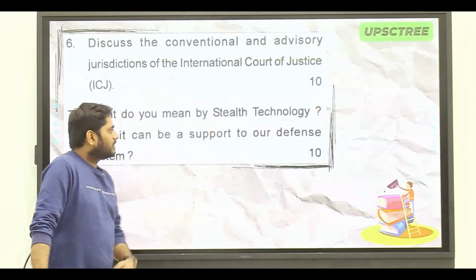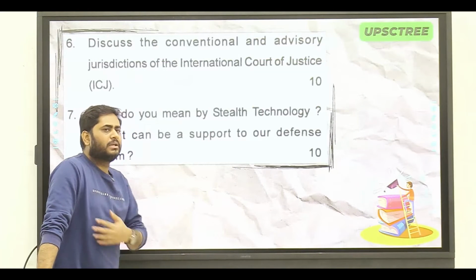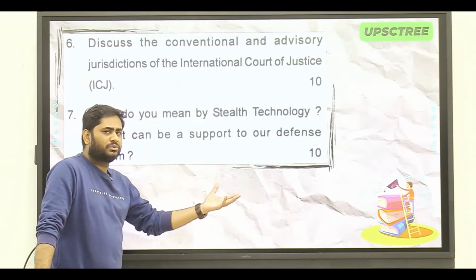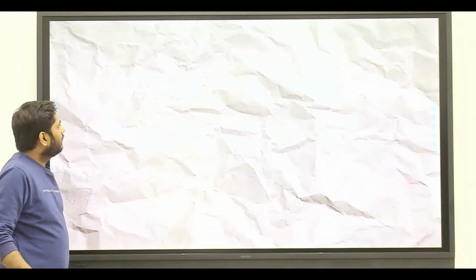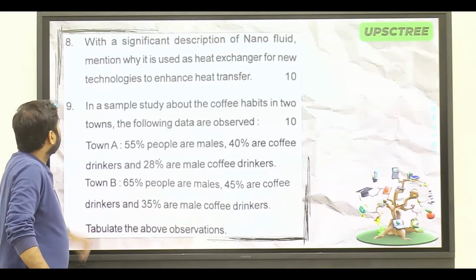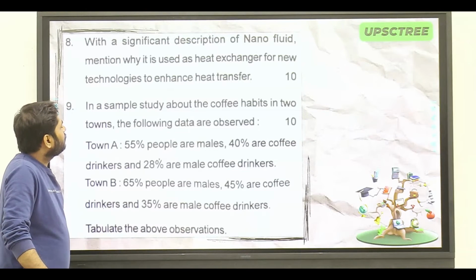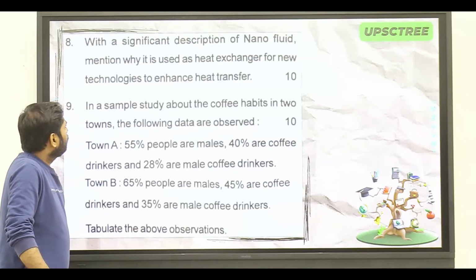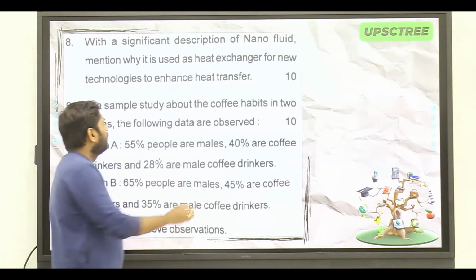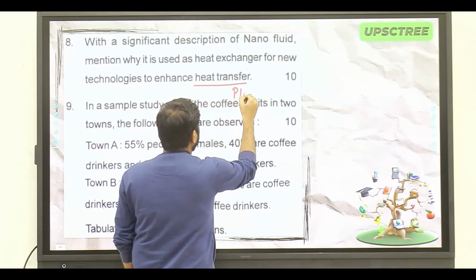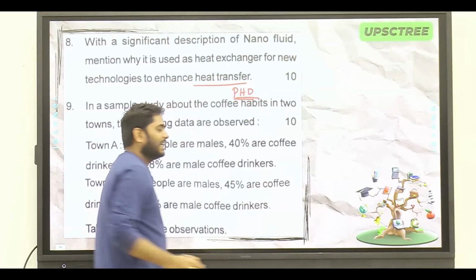I didn't like the science and tech questions. I think most of the aspirants will agree with me, because there were better questions. I don't understand why they are asking this kind of question. With a significant description of nanofluid, mention why it is used as heat exchange for the new technologies to enhance heat transfer. It's like you only want to do a PhD, not civil service.